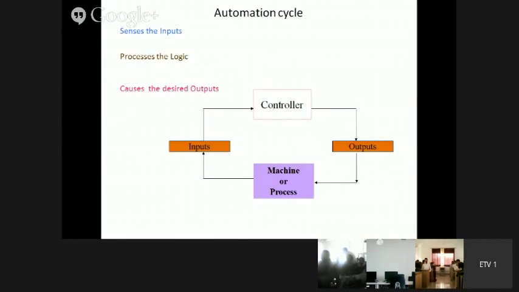So what is the automation cycle? Let's see. It senses the inputs, processes the logic, and causes the desired outputs. In diagram form, we can say that there is a controller, there is a machine for process, there are outputs, and there are inputs. So this is in a nutshell the block diagram of an automation cycle.